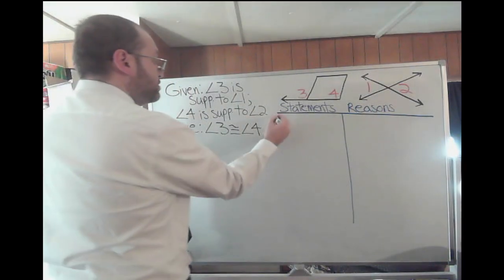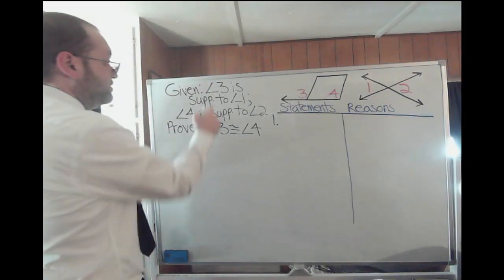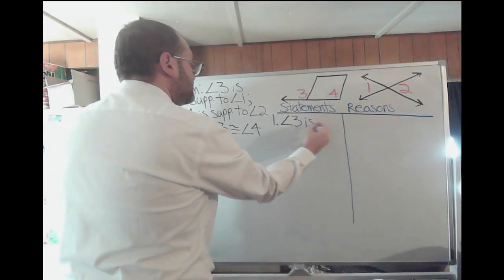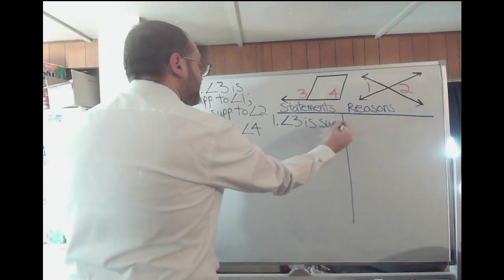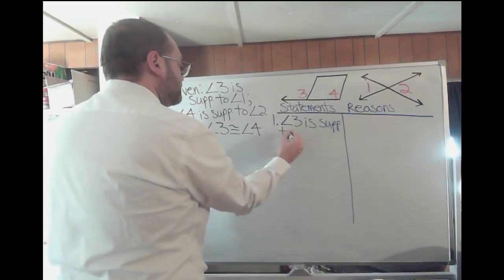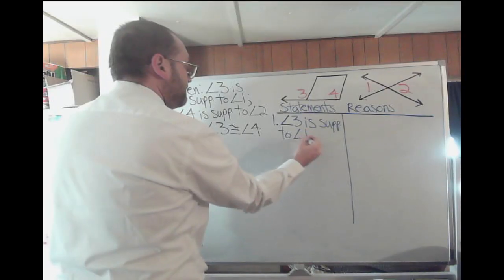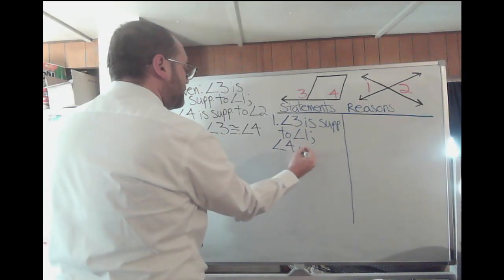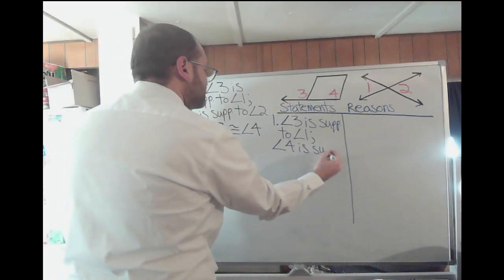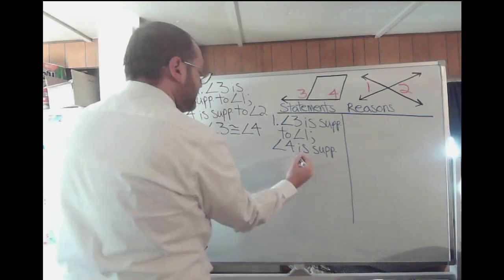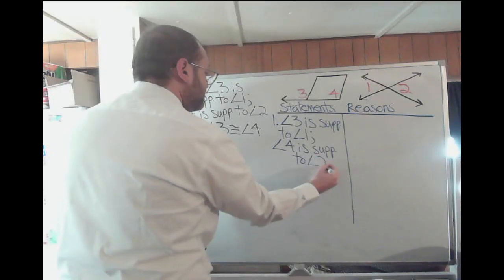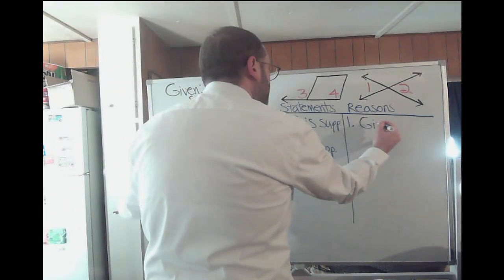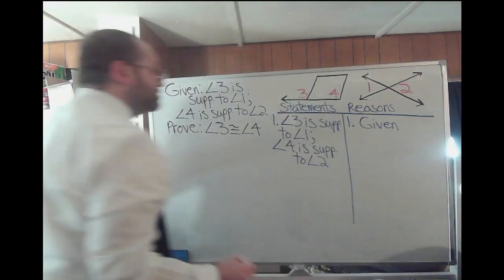All right, so let's start with our given information here that angle 3 is supplementary to angle 1, and in the same statement we can also say that angle 4 is supplementary to angle 2. That was our given information, so that would be the reason for statement 1, the given information, okay?